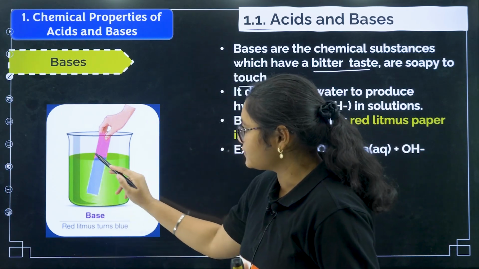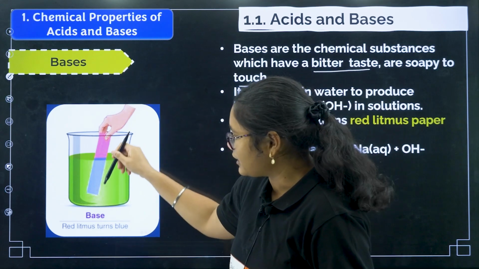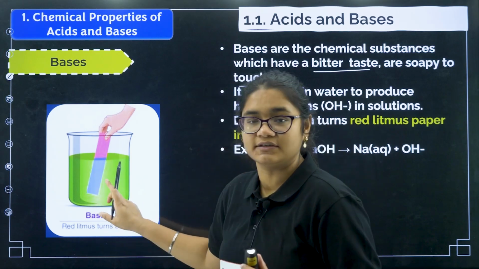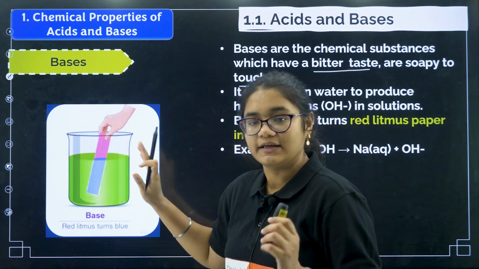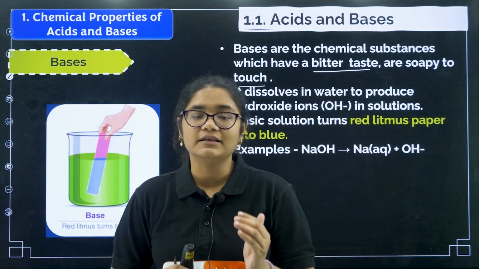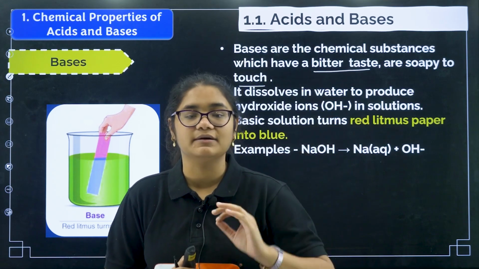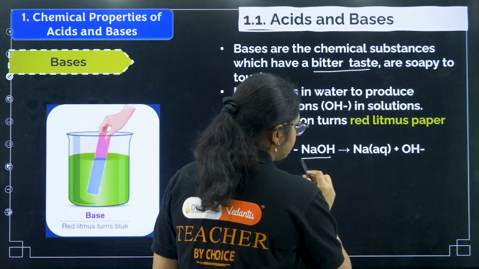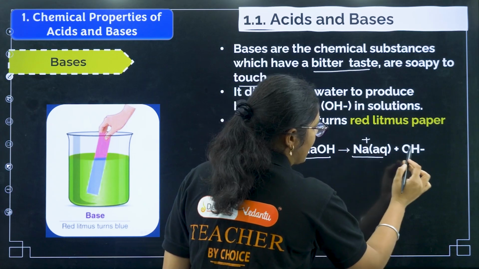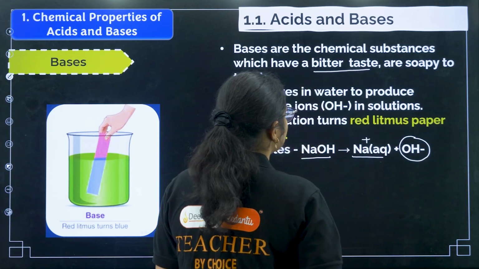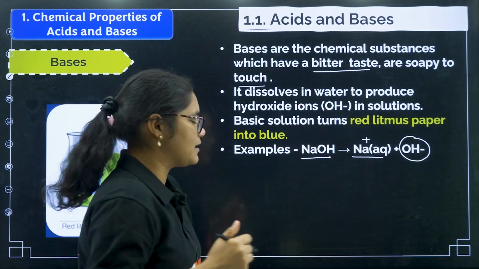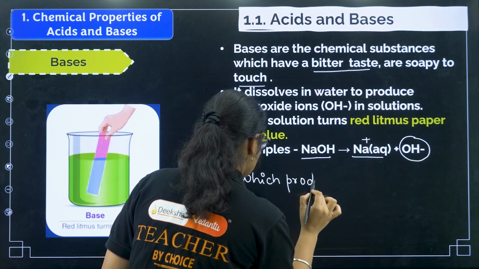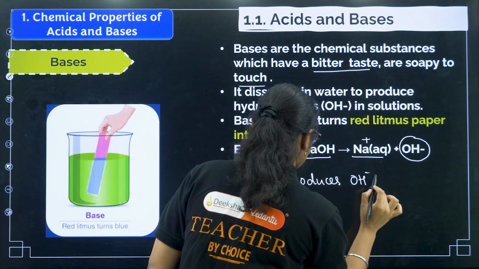For example, suppose this is a basic solution. I have dipped a red litmus into it. The part of the litmus paper which is dipped in the solution has turned blue, and the part above it is still red. So in the presence of a basic solution, red litmus changes to blue. Next example is NaOH. If NaOH dissociates, you get Na plus and OH minus. So an acid is something which produces H plus, and a base is something which produces OH minus ions.